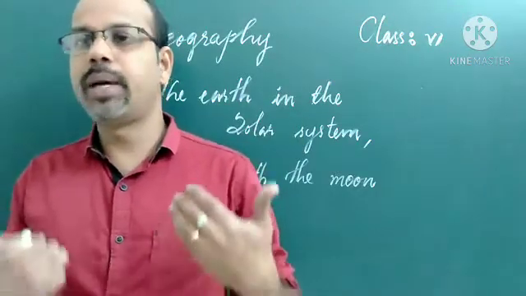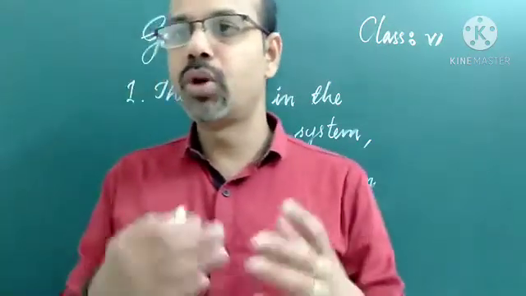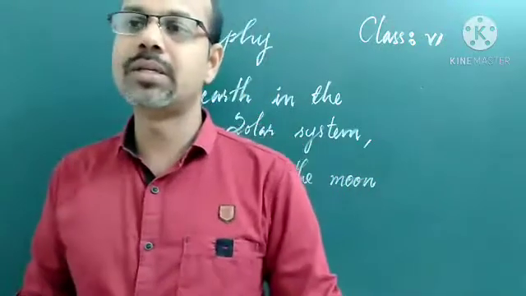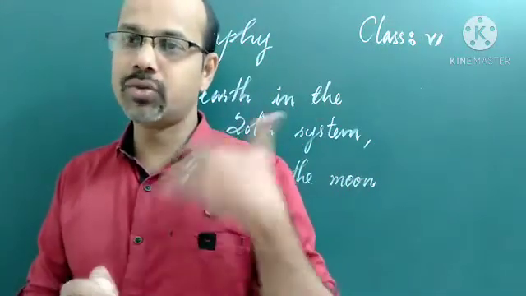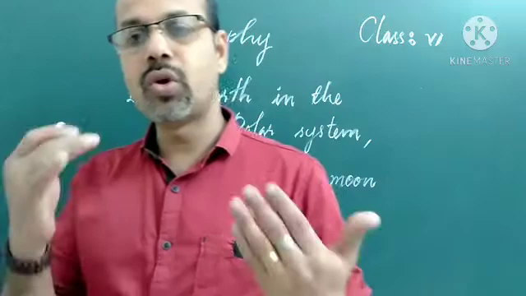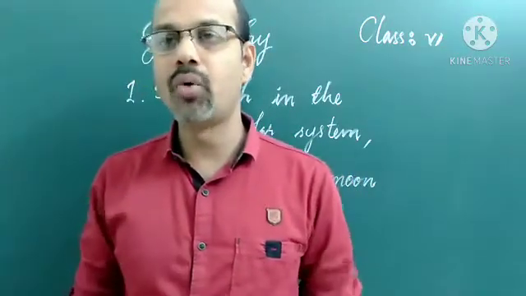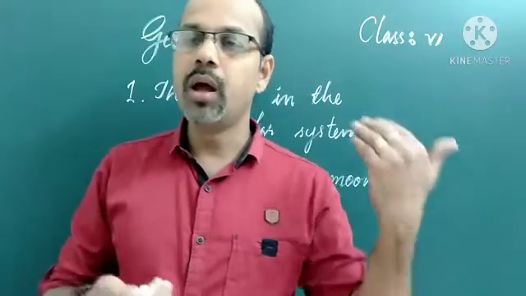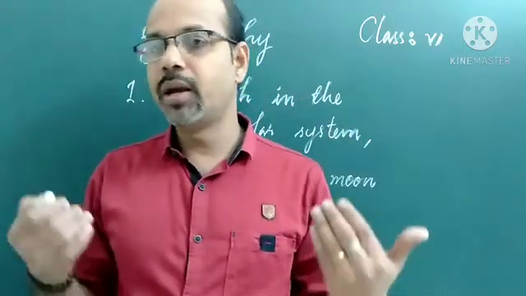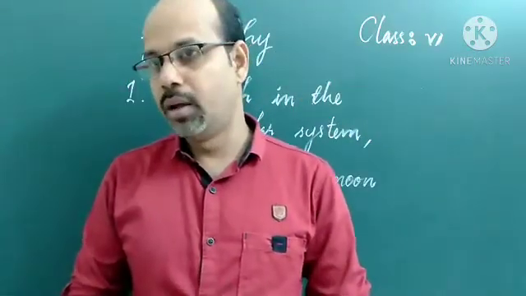From outer space, the Earth appears blue because two-thirds of its surface is covered by water. That is why Earth is also known as the blue planet. When we observe the Earth from other satellites or from outer space, we can find it looks blue in color.